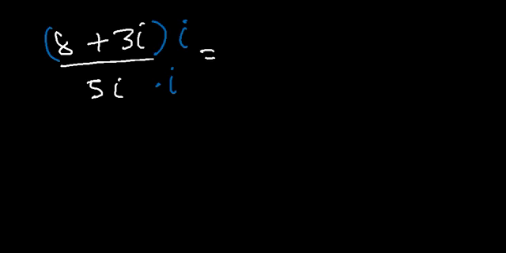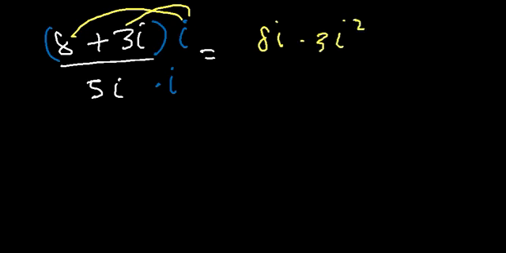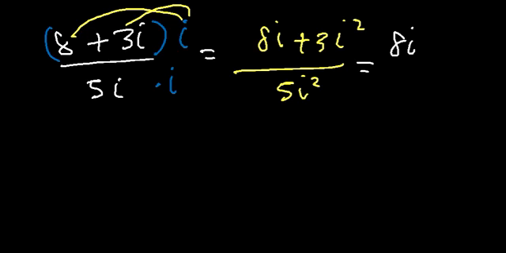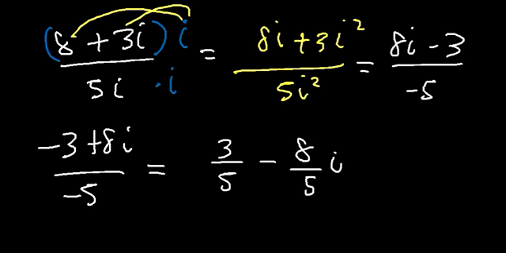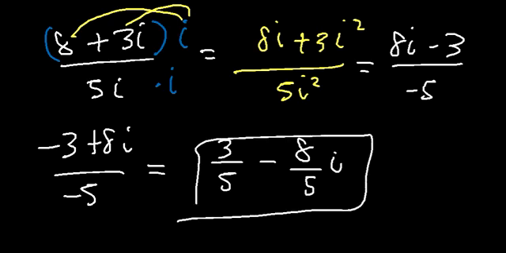So on top, let's distribute the i. i times 8 is just 8i, and 3i times i is 3i squared, but there's a plus sign between it. And 5i times i is 5i squared. So 3i squared is negative 3, 5i squared is negative 5. So I'm going to rewrite it as negative 3 plus 8i over negative 5. So negative 3 divided by negative 5 is just 3 over 5. 8 divided by negative 5 is negative 8 over 5 times i. So now it's in standard a plus bi form.